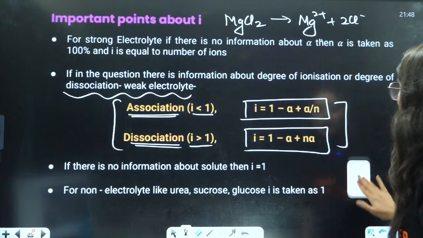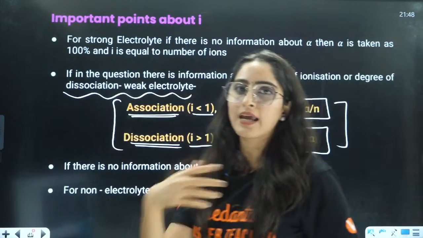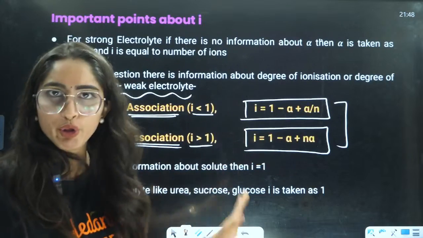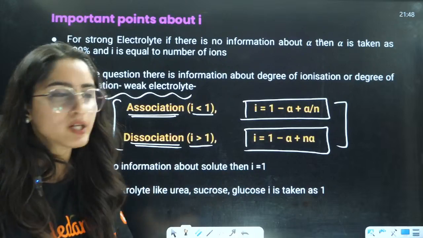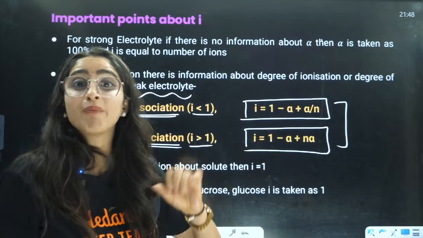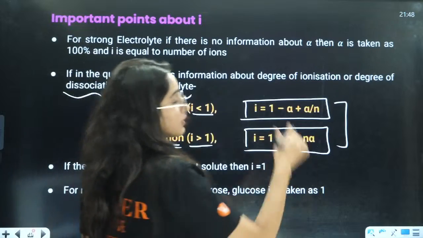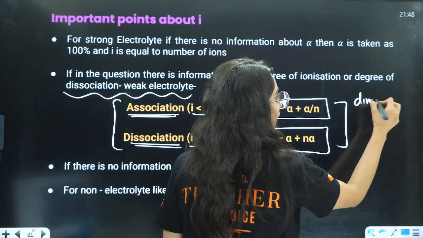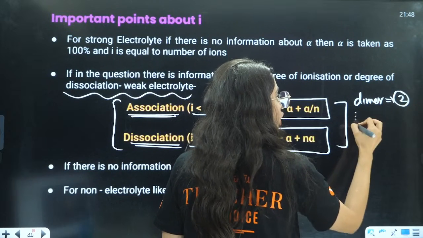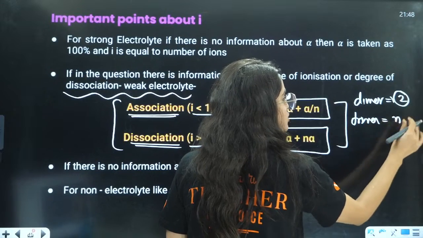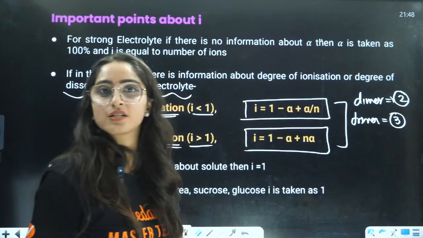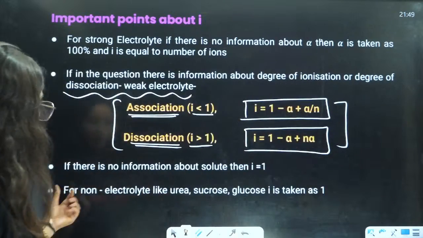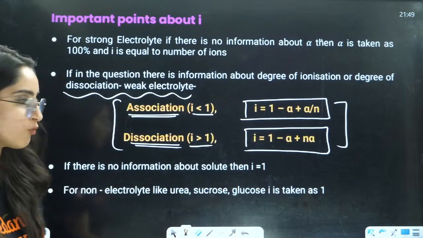But if you are talking about association like acetic acid, alpha will be given to you as 40%, 30%, whatever. n will be the number of molecules associating. For example, for a dimer, 2 molecules, so n is equal to 2. For a trimer, n is equal to 3. For a tetramer, n is equal to 4, right? This is how you are going to solve this question. And for a non-electrolyte like urea, i is equal to 1, right?